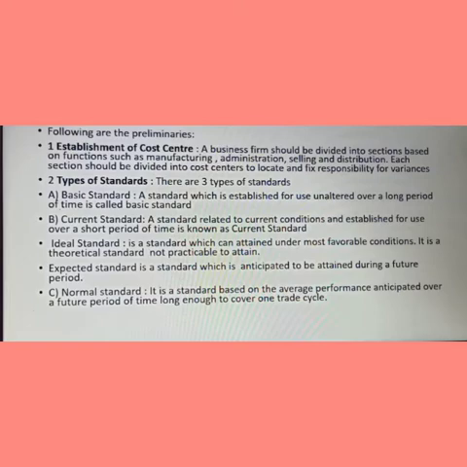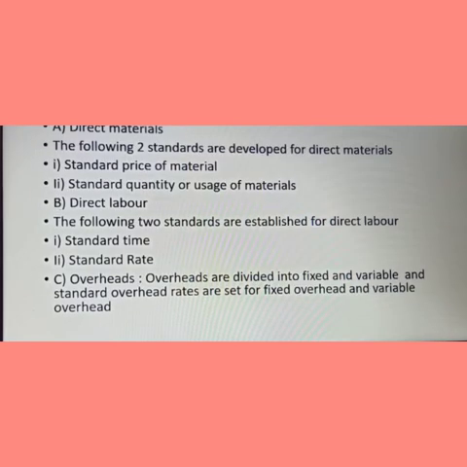Ideal standard is a standard which can be attained under most favorable conditions. It is a theoretical standard and not practicable to attain. Expected standard is a standard which is anticipated to be attained during a future period. And C. Normal standard. It is a standard based on the average performance anticipated over a future period of time long enough to cover one trade cycle.